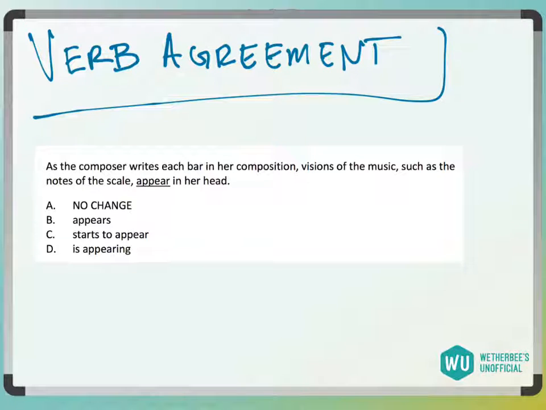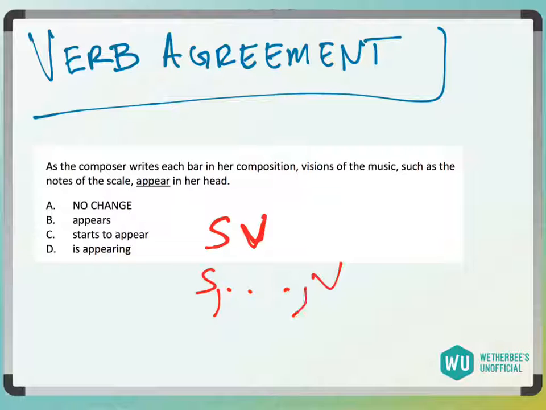Okay, so when we have verbs as answer choices, like appear, starts to appear, is appearing, these are different conjugates of verbs. We always need to know what the subject is because a verb agrees with the subject. Oftentimes the subject is right next to the verb, but in harder questions on a standardized test, your subject and your verb may be removed from one another.